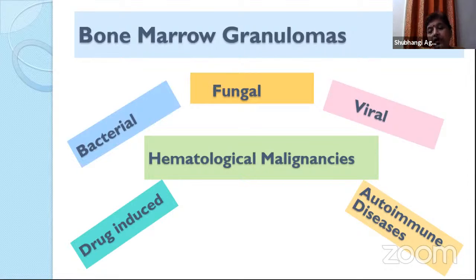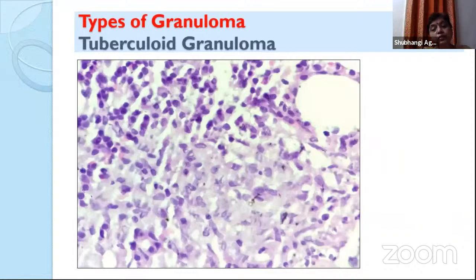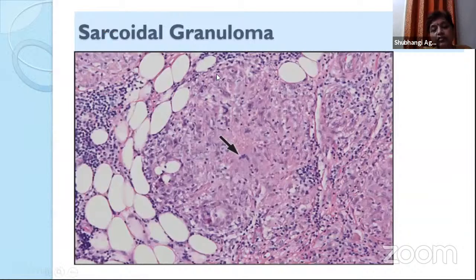And also there are lipogranulomas in the bone marrow due to destruction of the fat due to any other reason. So coming to the microscopic types of the granulomas in the body, we can have tuberculoid granulomas. Similarly, in the bone marrow, you can have tuberculoid granulomas. You can have sarcoidal granulomas where there is no cuff of the lymphocytes and other inflammatory cells, and they may show other characteristic inclusions and asteroid bodies.